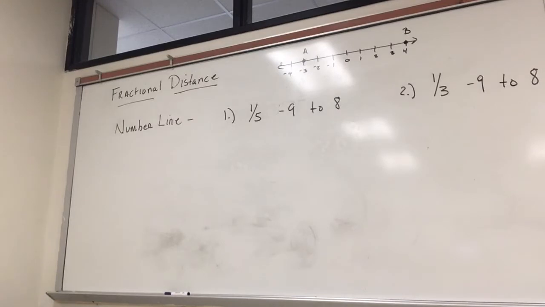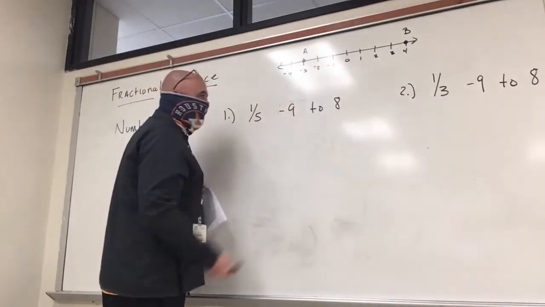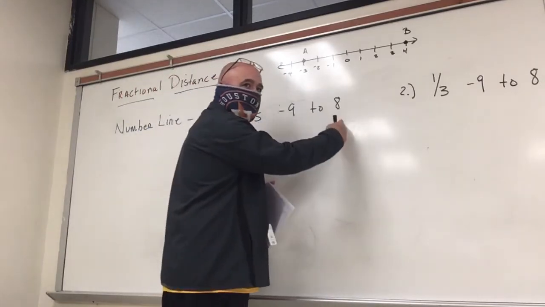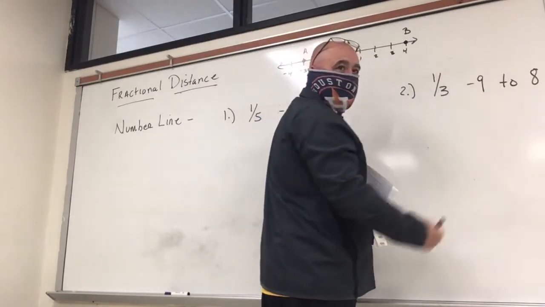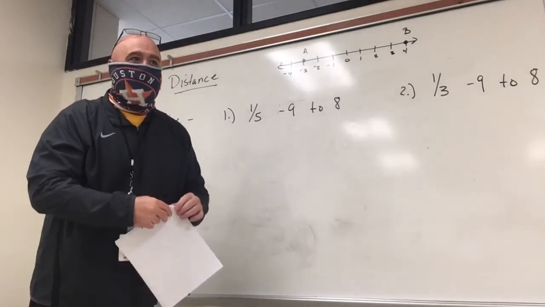All right. Here we go. So, number line, fractional distance. Your problem is going to look like this: 1/5 the distance from -9 to +8. 1/3 the distance from -9 to +8. That's what your problem is going to look like when you're talking about a number line.